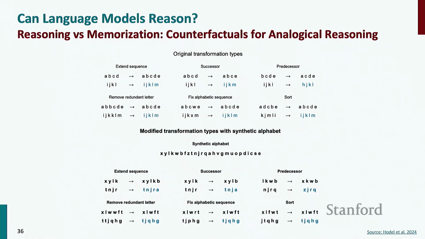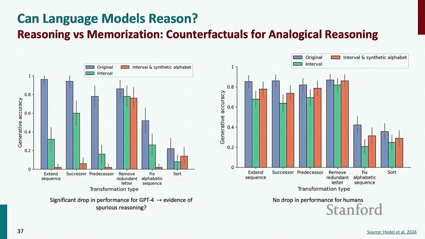The other kind of counterfactual you could add is, instead of operating on the standard alphabet, you could modify the alphabet completely. So instead of the alphabet being A, B, C, D, maybe you start at X, Y, and so on. So what we find is, we find two things.